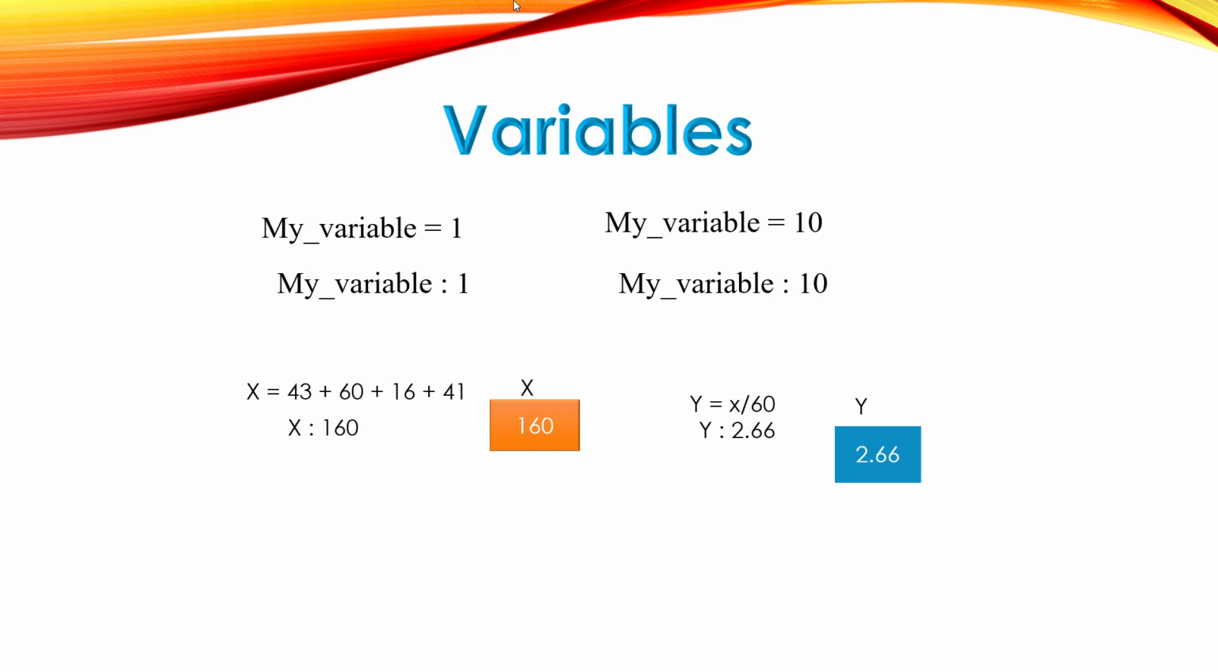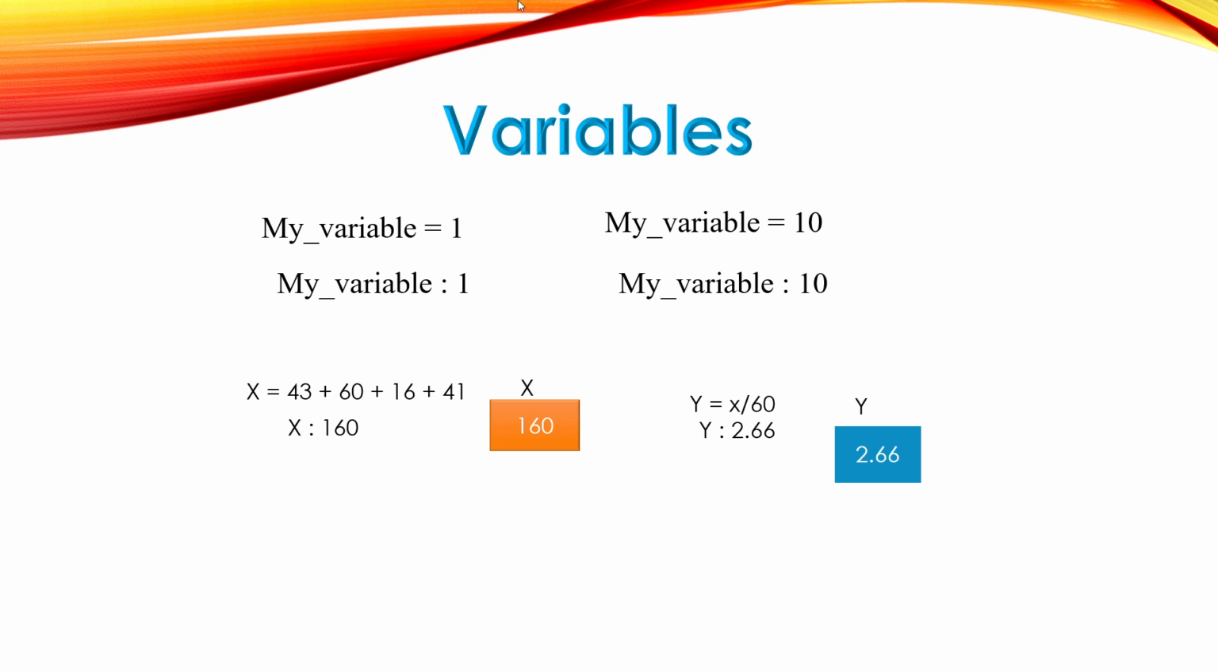Next, my variable colon 1, my variable colon 10. In this case, we use it to assign a value of 1. The x contains the value 43 plus 60 plus 16 plus 41. The x value will be 160. So x holds 160. In the next equation, y is equal to x divided by 60. When 160 is divided by 60, the y value will be 2.6. y is holding the 2.6 value.